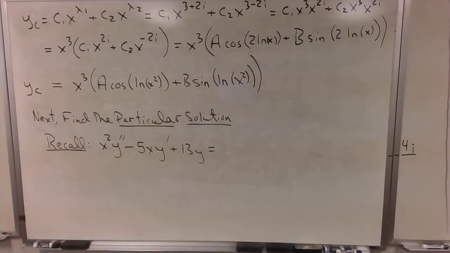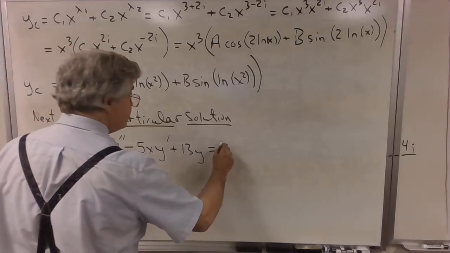I think that's what it looked like. Let me check. 3x squared plus 2x.